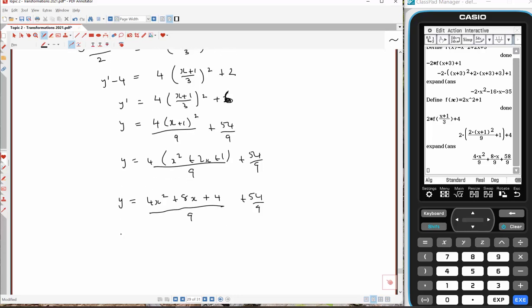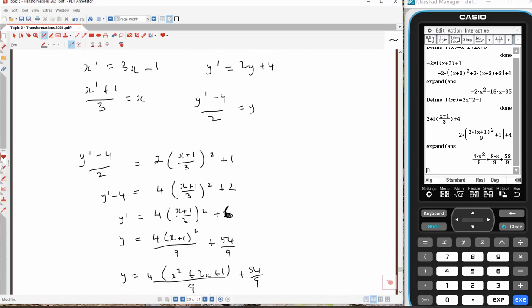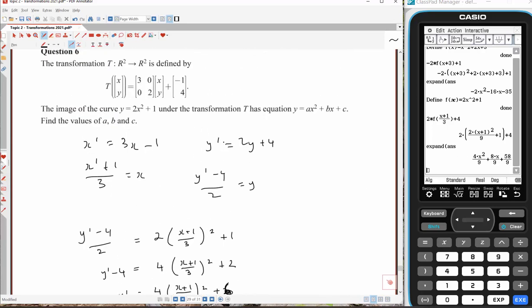Now let's split it up so that we can get the coefficients. 4x squared over 9 plus 8x over 9 plus 4 over 9 plus 54 over 9 is 58 over 9. A equals 4 ninths, B equals 8 ninths, C equals 58 over 9, which is what I got when I did it by hand as well, so that's good. So how did I do it on the calculator?